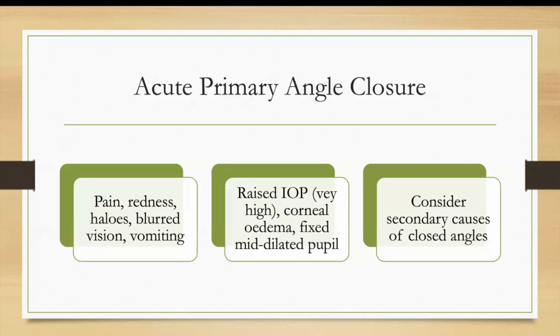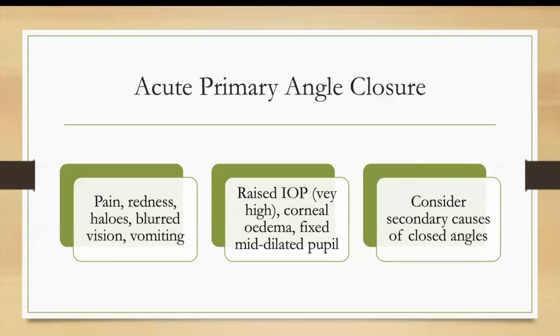So acute primary angle closure, these are your patients that are going to come into your eye casualty. It's one of your ocular emergencies, and it's going to be something that's going to get you out of bed overnight. So these are patients who are going to come in with intense pain, redness, halos to their vision, usually due to that corneal edema. Blurred vision again for the same reason. They're going to be vomiting because of that high pressure. They'll be feeling very nauseous.